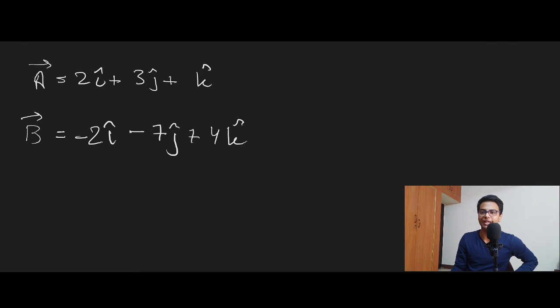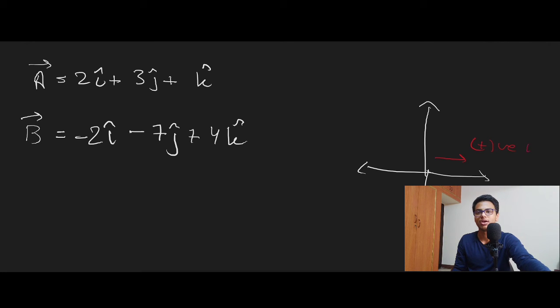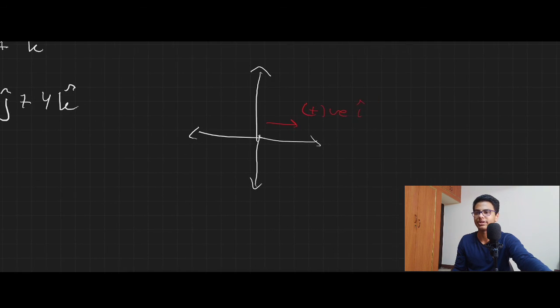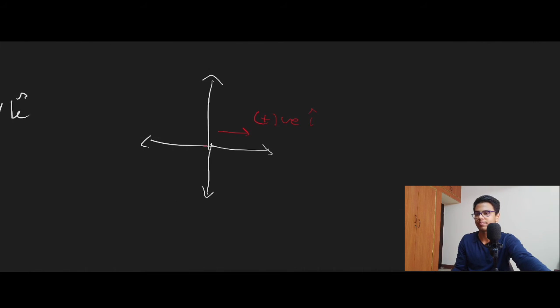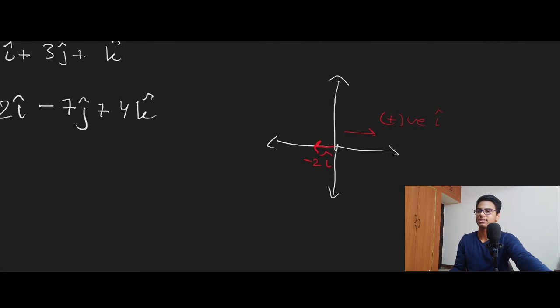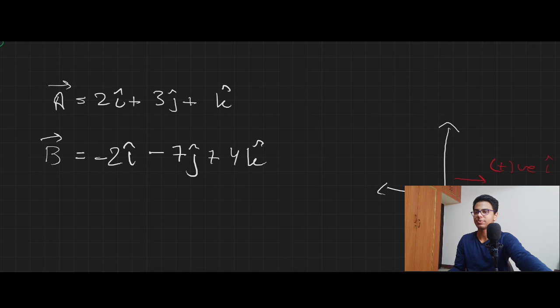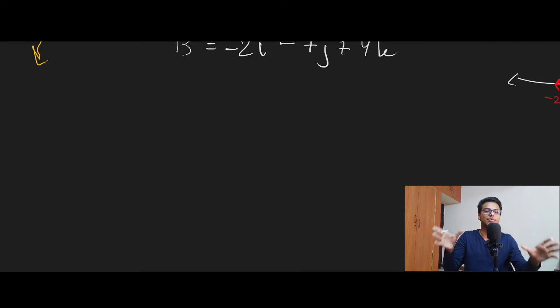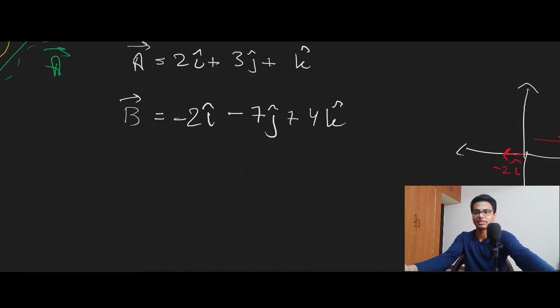So how would you plot minus 2 i cap? Take this axis first. Positive i cap is in this direction, so to plot negative i cap, you just plot in the direction opposite to this. This is going to be minus 2 i cap. As simple as that. Now we need to do A cross B. Again, we're going to use the exact same thing that we did in the previous one, where we used the standard forms, multiplied individually, and then saw the result.